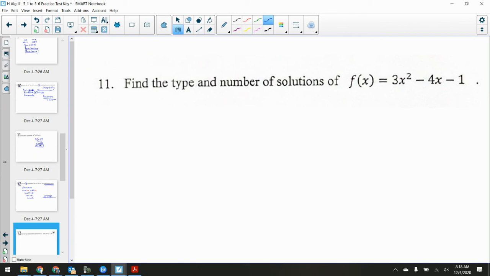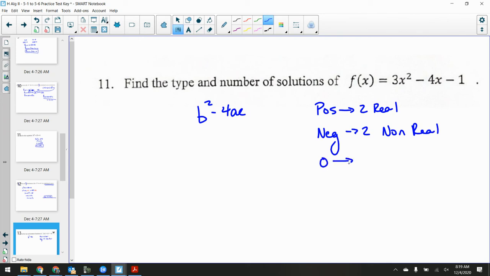What does this tell me to do if I ask for the type and number? What am I actually just finding? What's that called? Not determinant. Discriminant. Remember, the discriminant is the piece underneath the radical, the b squared minus 4ac. Remember that if the discriminant is positive, it's 2 real. If it's negative, it's 2 non-real. If it's 0, it's 1 real.